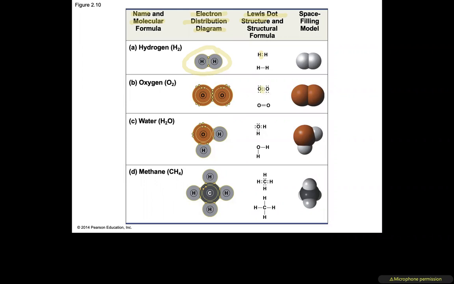And then the structural formula, that's where you show the line. This is the structural formula where you show the line and so forth. This is the structural formula of water. And last but not least, you'll see this, the space filling model. These are basically models that we have in the lab. You can play with the atoms and put them together in the model.